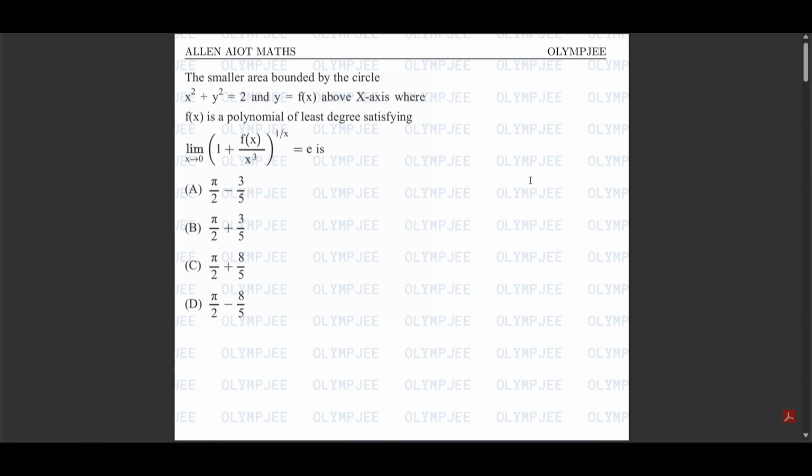Today we'll be covering some good maths questions from Allen AIOT test series. And today we are going to take up questions from calculus.